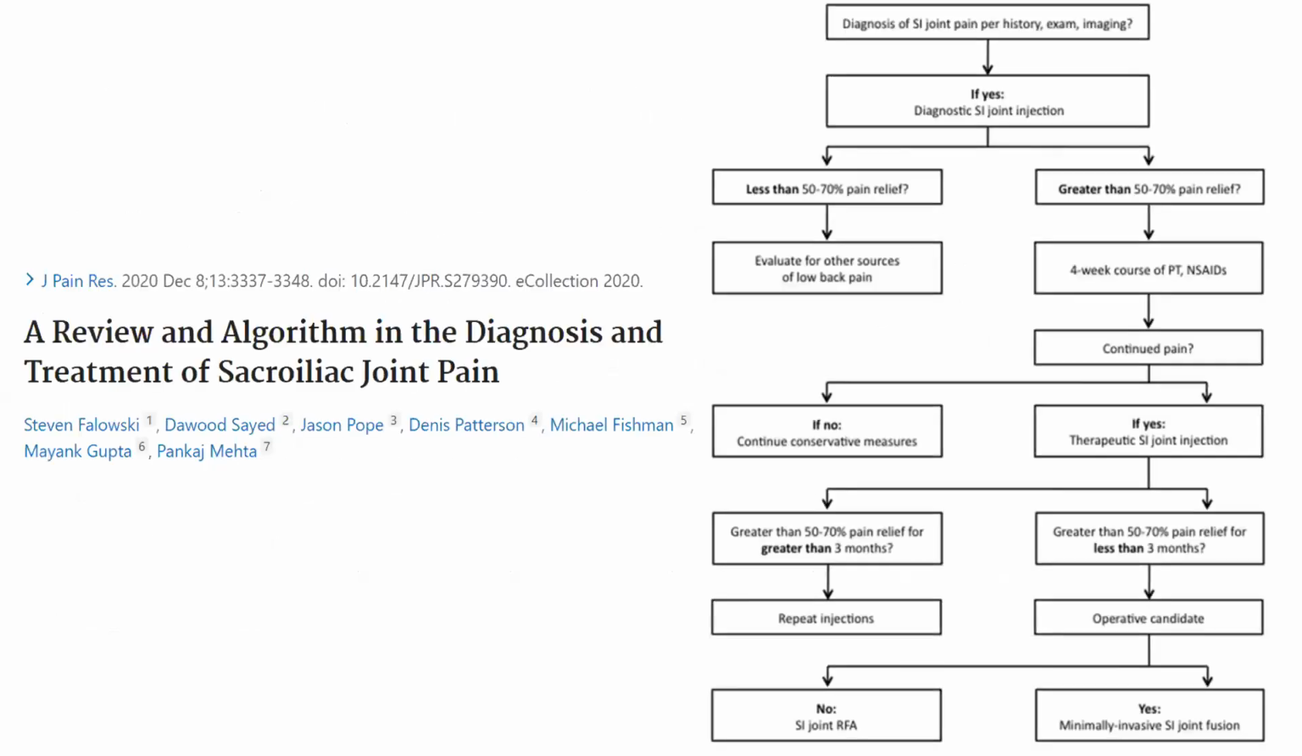A review and algorithm in the diagnosis and treatment of sacroiliac joint pain in a US study shows that the diagnosis of SI joint pain is confirmed if the pain is reduced by more than 70% after injection. A 4-week course of NSAIDs should be continued. If pain is not reduced, evaluate other causes of low back pain.